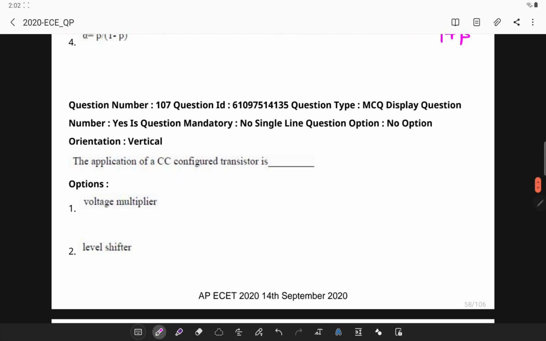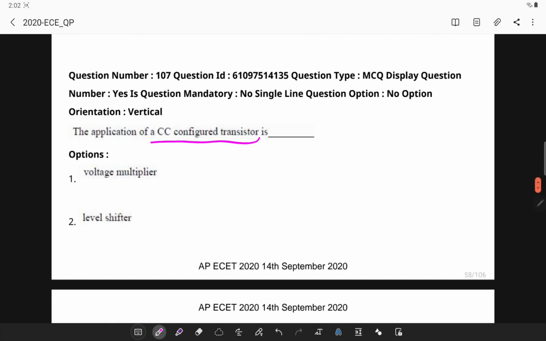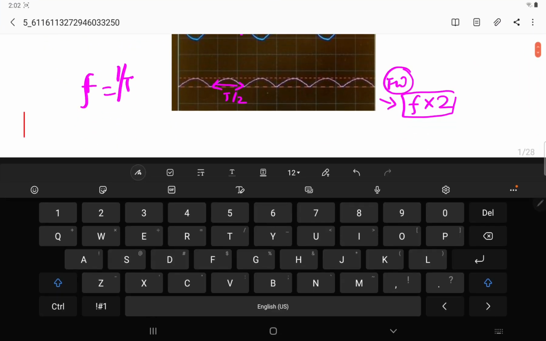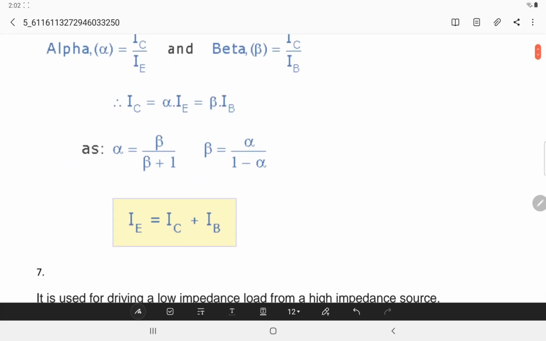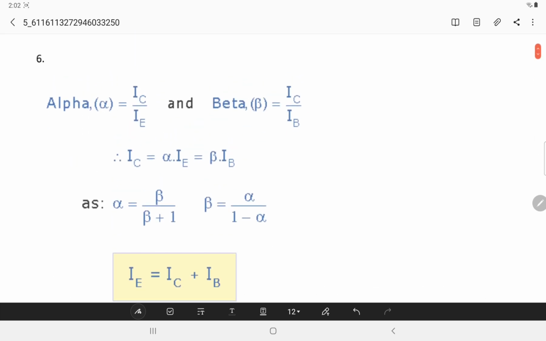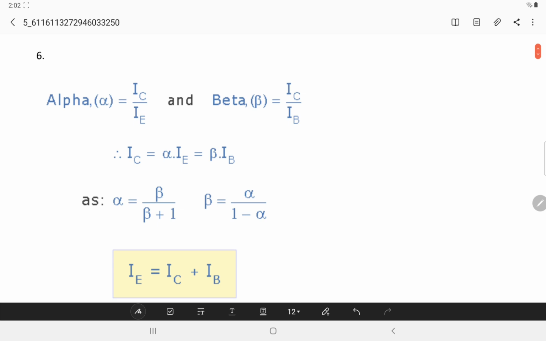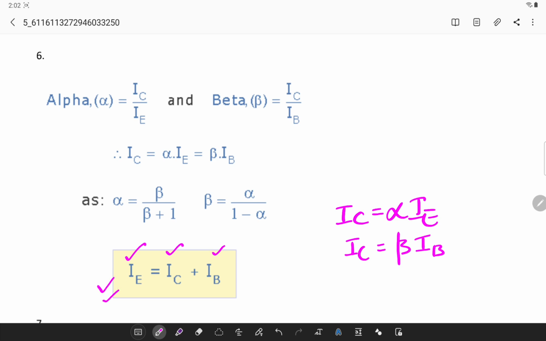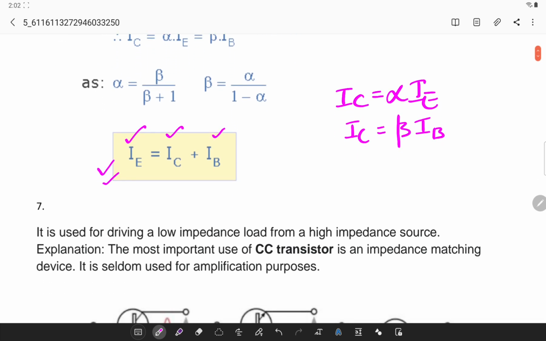So next, application of a CC configuration transistor. The student also has to remember that emitter current is summation of collector current and base current, and we also have to remember IC is alpha times IE and IC is beta times IB. So we also have this relation IE is equal to IC plus IB.